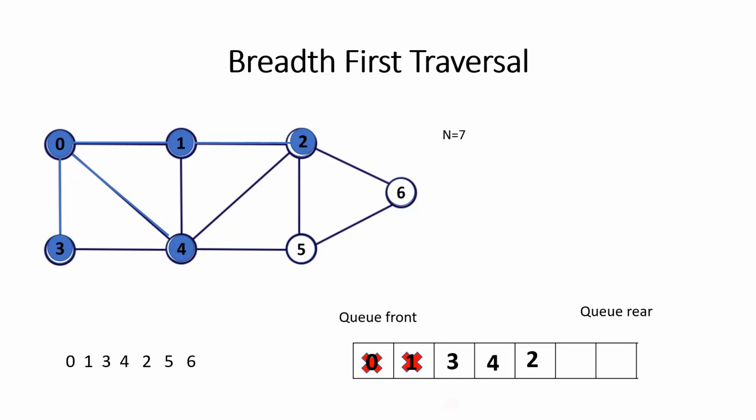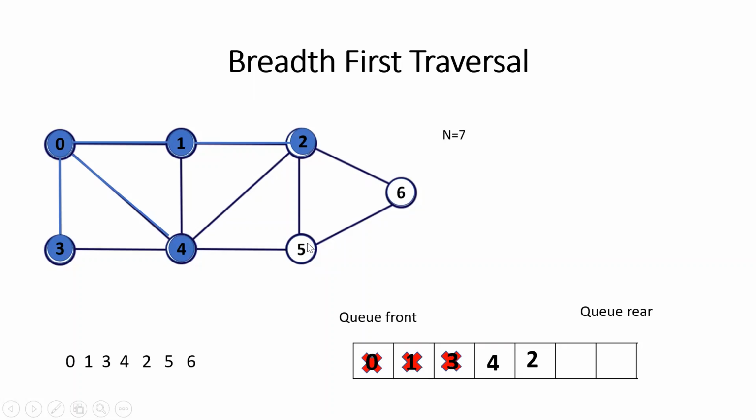So we have to delete 3 now. Which is the vertex in front of the queue? Vertex 4. How many adjacent vertices does vertex 4 have? It has 1, 2, 3, 4, 5. Right, so 0, 1, 2, 3, and 5. Among these, all are visited, only 5 is not visited.